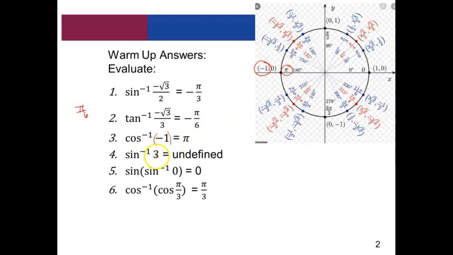Inverse sine of 3, there's no place on the unit circle that sine is more than 1, so it's undefined. Here, this is between the negative pi over 2 and positive pi over 2, so since it's within that interval, we can cancel those. Same thing here, we can cancel those.